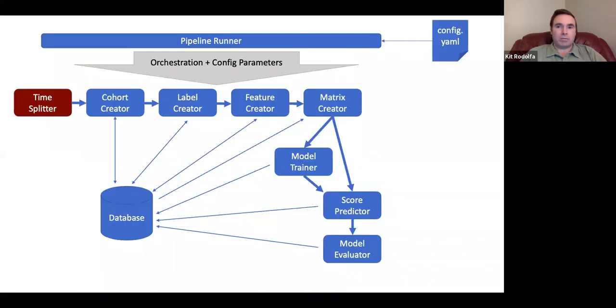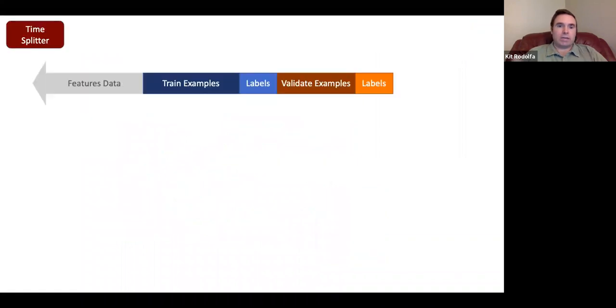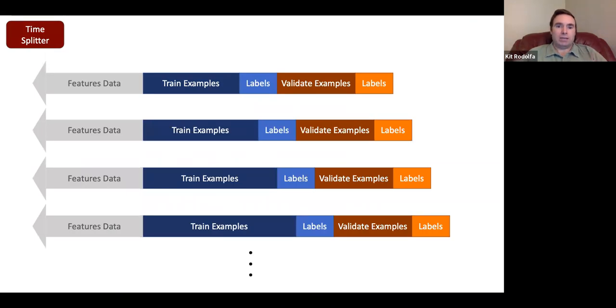So let's start with the time splitter. We already mentioned this at the top. We're working in this temporal context, so we have to figure out what are the points in time for the training examples, for the validation examples, and then of course do this iteratively for each training validation set.